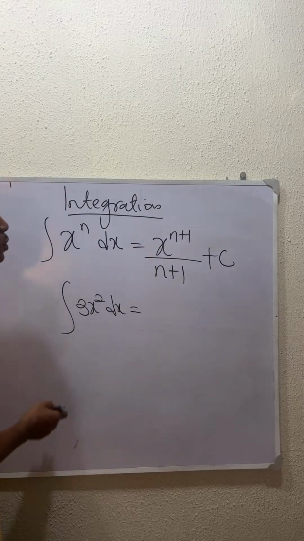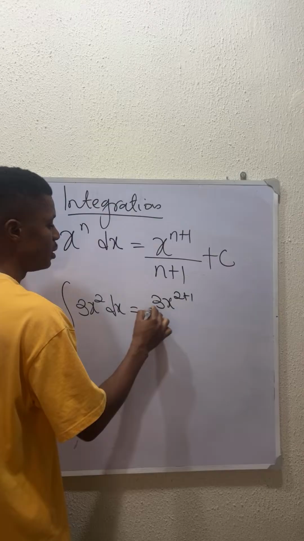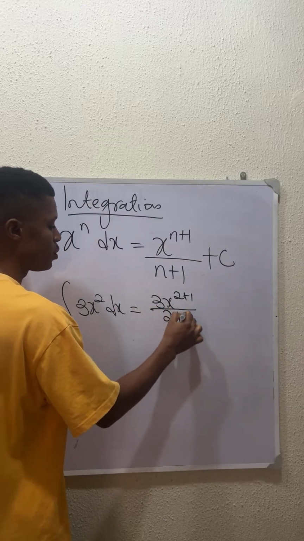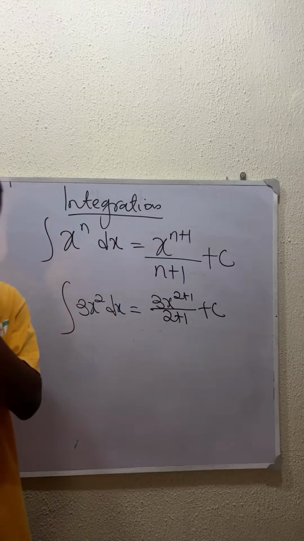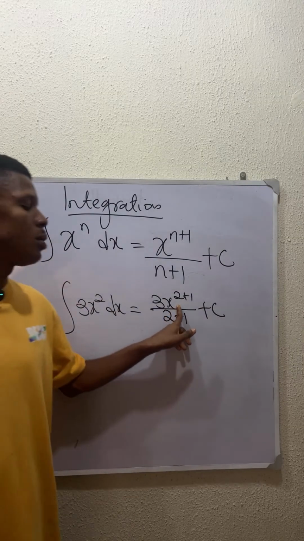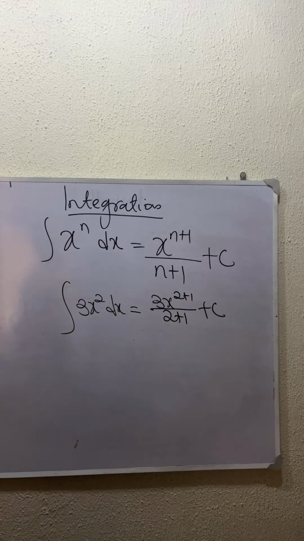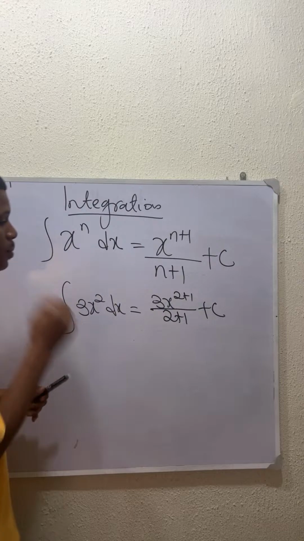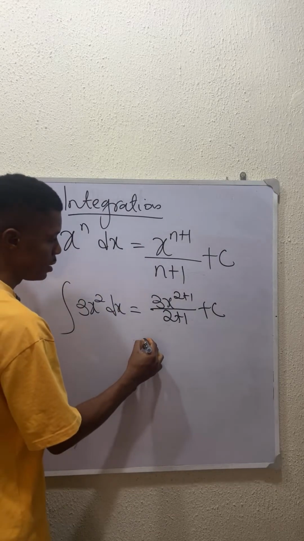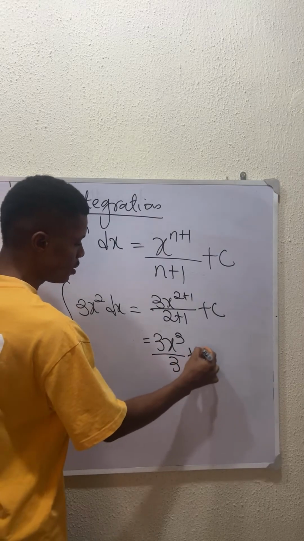So what do I have to do? I have 3x, increase the power by 1, divide by the new power 2 plus 1, then plus the constant of integration. What is 2 plus 1? Please, let's be following. 2 plus 1 is 3, right? That is 3x cubed over 3 plus c.